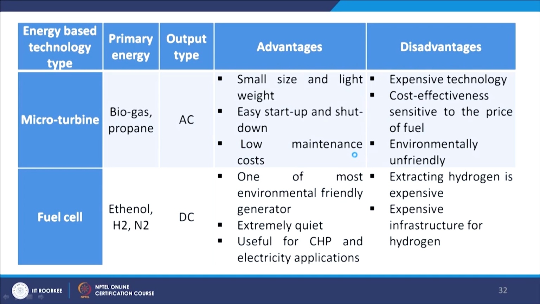Then moving to fuel cell, with ethanol, H2, N2, the output is DC. The major advantage is that it is one of the most environmentally friendly generators as well as extremely quiet, no noise, useful for CHP and electricity applications. But the major disadvantage is that extracting hydrogen is quite expensive, and expensive infrastructure for hydrogen is required.